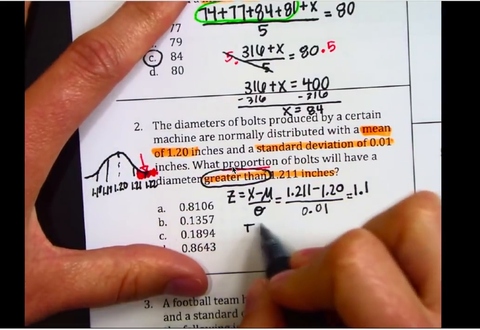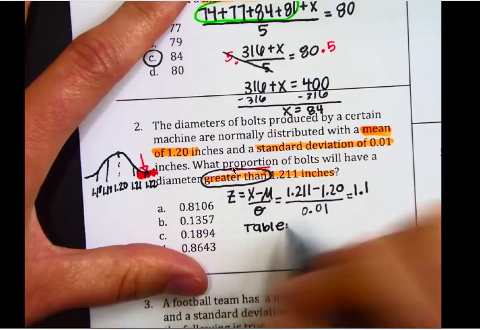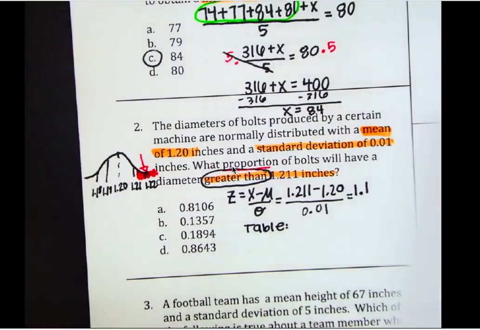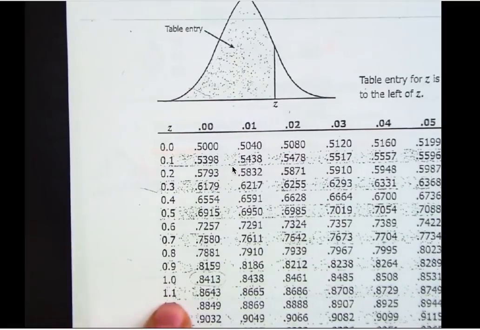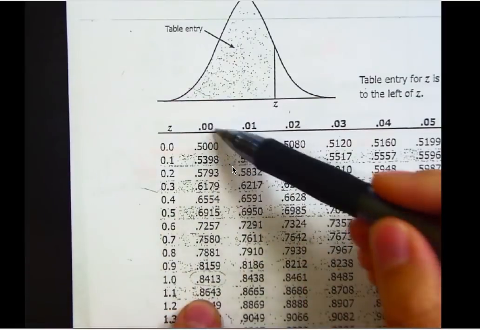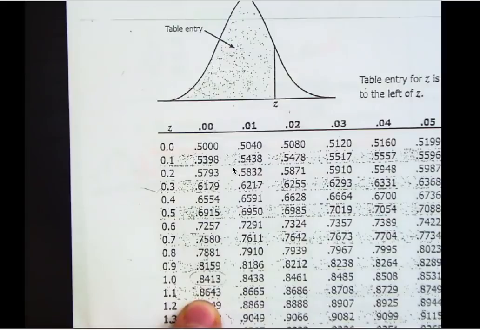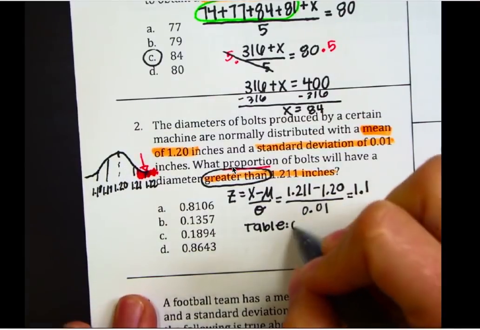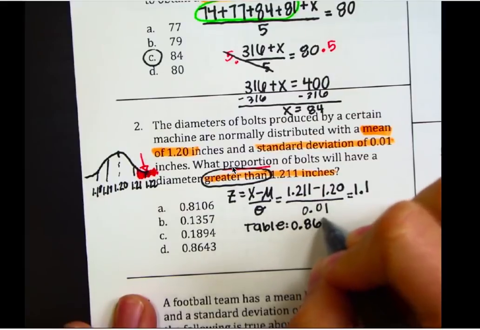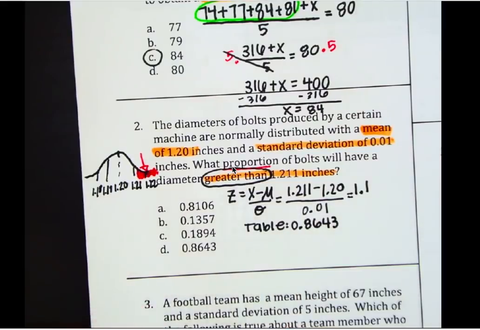Now we're going to look that z-score up in our table and find the area from the table. So I look at 1.1, over to 0, and I get 0.8643. So 0.8643 would be the area from the table.